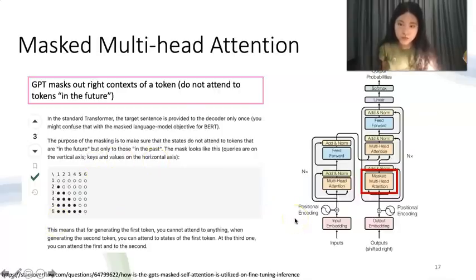This means that for generating the first token, you cannot attend to anything. Or maybe you can attend to the very beginning special token, like the beginning of a sequence. And when you're generating the second token, you can attend to the states of the first token, and so on and so forth. So this is to give you an idea.